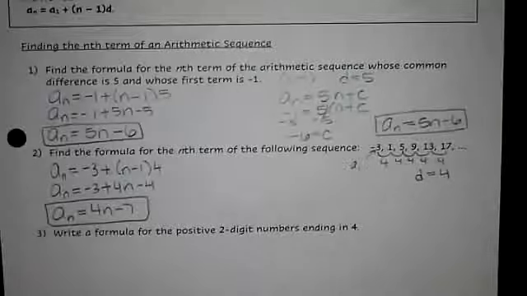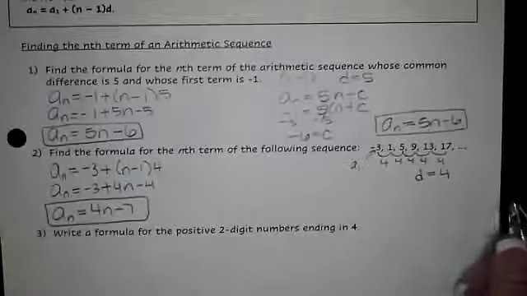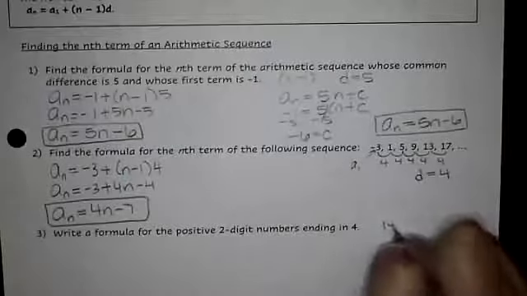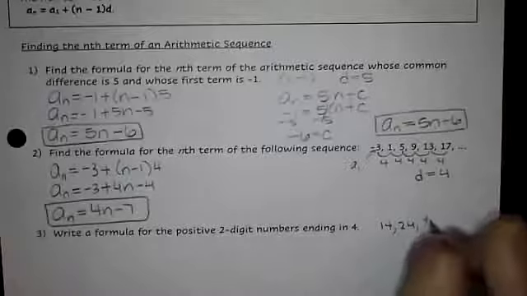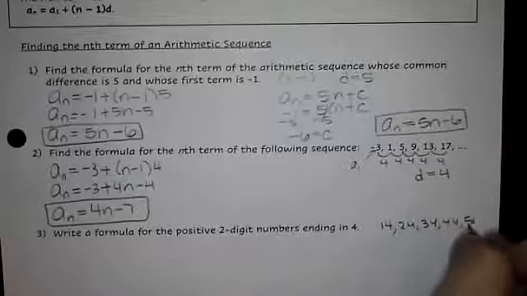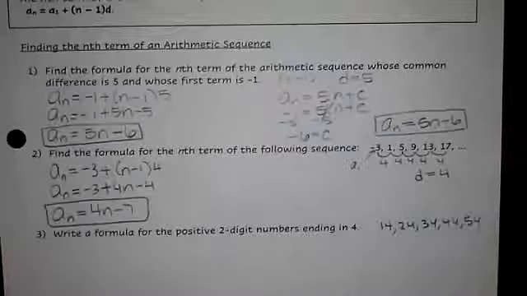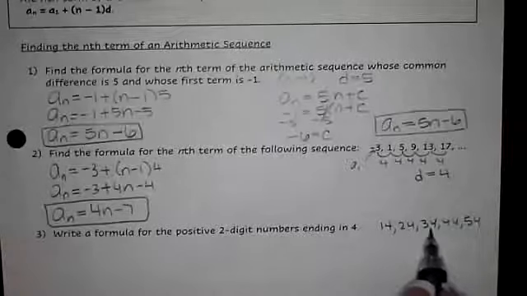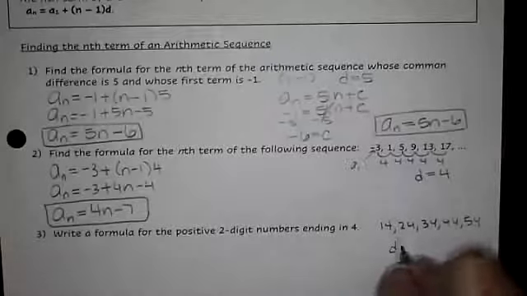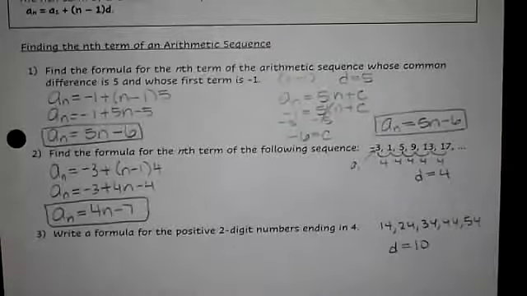All right, the next one says write a formula for the positive 2-digit numbers ending in 4. So the first thing I need to do is think about those numbers. There are our positive values that are 2 digits and end in 4: 14, 24, 34, 44, 54. These have a common difference of 10. So our D value would be 10 in this case.